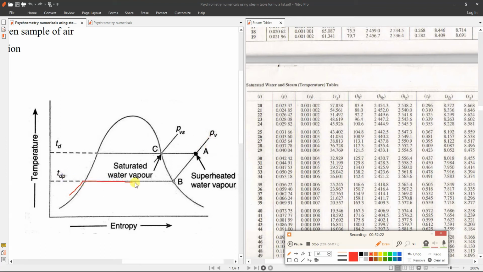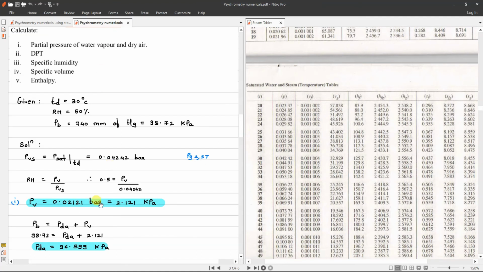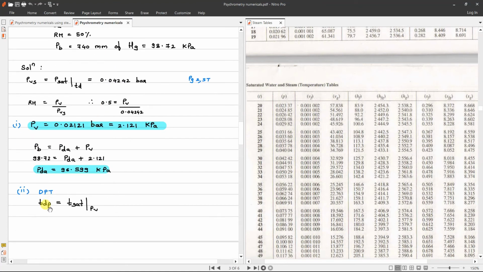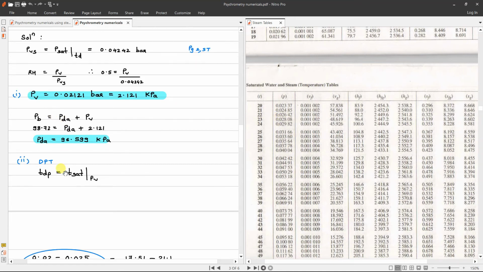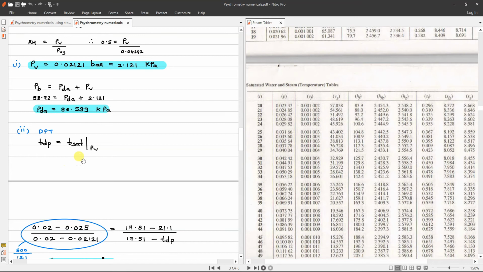It will be, this is the pressure. So Tsat, this is the saturation temperature. Tsat at PV, and PV we already have. So dew point temperature TDP is equal to Tsat at PV. What is PV? In bar we have to consider. Okay, in the steam table we have values in bar, remember. So we'll see the interpolation part now.